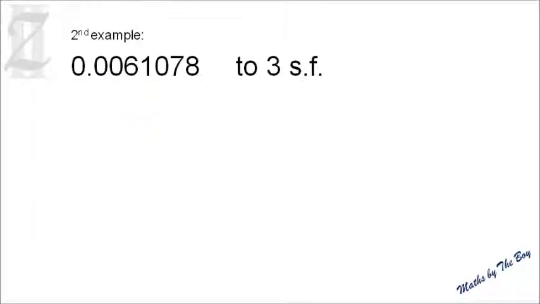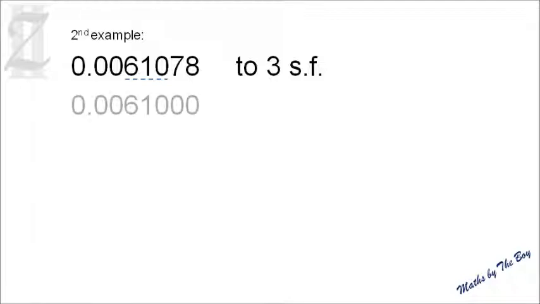Let's try another example. Write 0.0061078 to 3 significant figures. So count the requested number of figures from the left, starting at the first number that isn't 0. So we start at the 6. 1, 2, 3. So what you've been asked to do is write this number, keeping the underlying digits the same and changing everything else to 0.